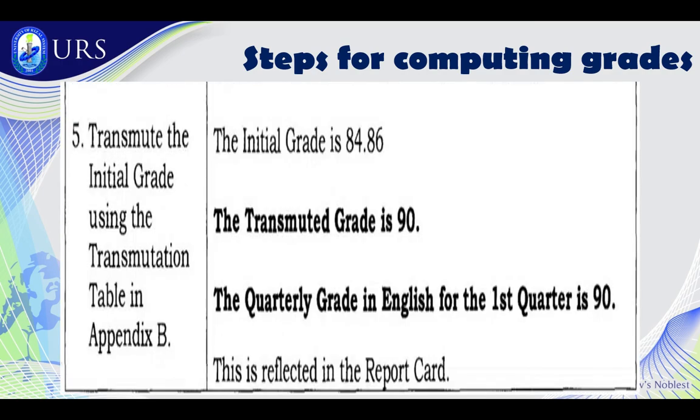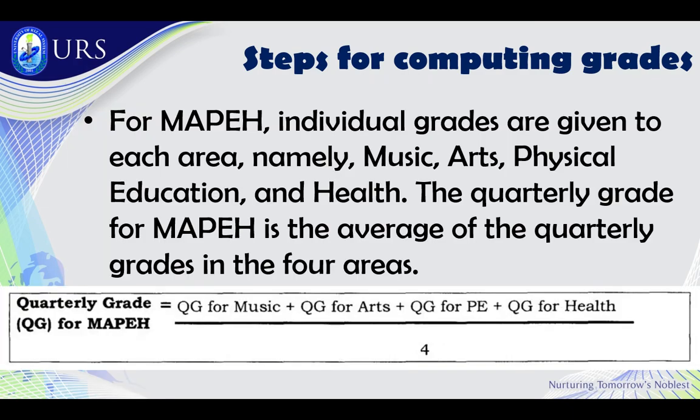So, kung ang initial grade po, katulad po na nakikita natin, is 84.86, kapag transmuted grade na po yan, magiging 90. So, quarterly grade in English for the first quarter is 90. At ito po yung magre-reflect sa report card na binibigay po natin sa mga magulang.